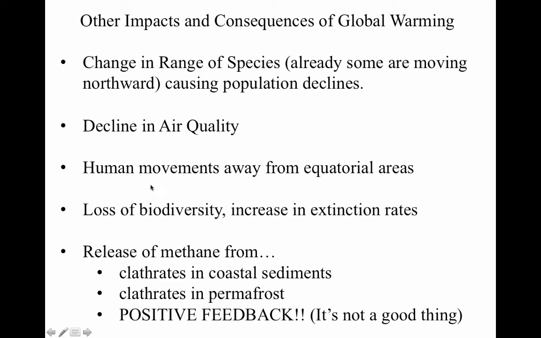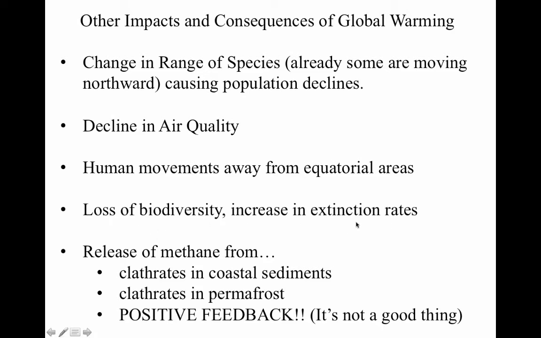Air quality is decreasing. Humans are moving away from equatorial areas because it's getting too hot, but also there's a lot of rainfall at equatorial areas, and that would be increasing, leading to more flooding. And remember, the equatorial areas actually have poor soil quality due to the large amount of rain they get. So if they get even more rain, they're going to have even worse soil quality. It'll make growing food very difficult. Of course, there's the loss of biodiversity and an increase in extinction rates.